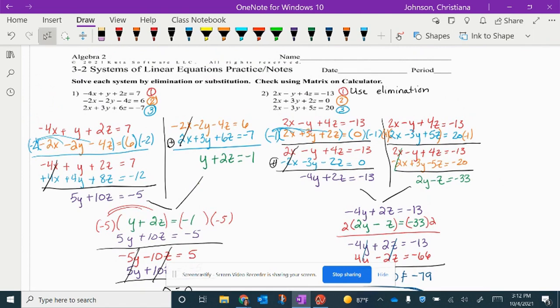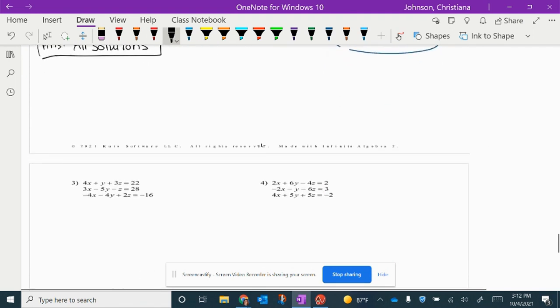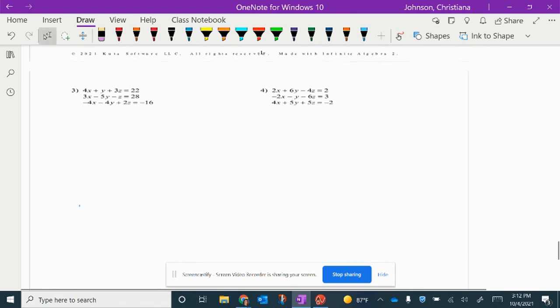On the second problem, I did the same thing. I used elimination. And then once we combine them together, we end up with 0 is equal to -79, which cannot happen. So that's a no solution. So on the last two questions, we are going to use a graphing calculator, and I'm going to demonstrate them.